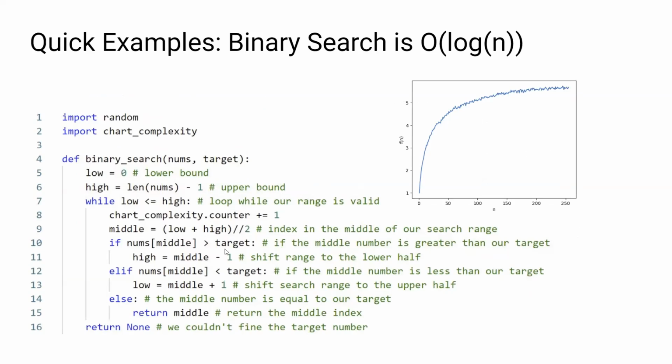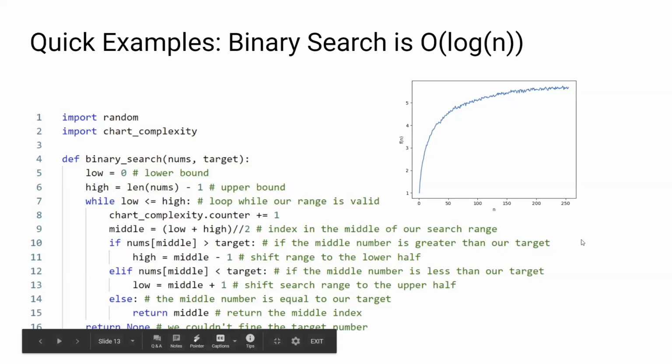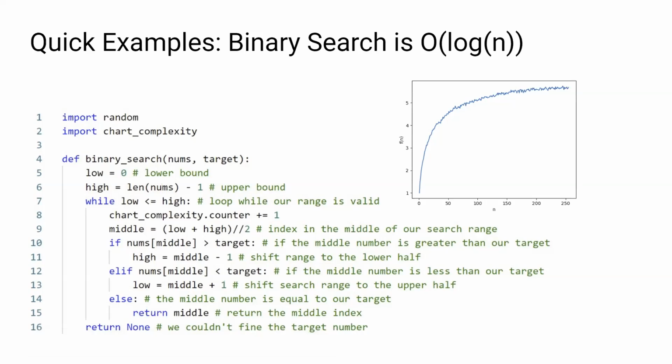We increment our counter, calculate the index of the middle element. And then if the middle element's greater than our target, we want to look in the lower half. So we shift the high down to the middle. If the middle is less than the target, then we want to search in the upper half. So we shift the low up to the middle. And otherwise we return the middle because then the middle element is equal to our target.